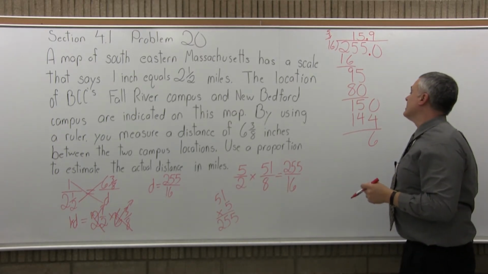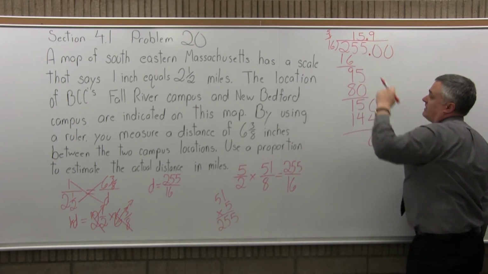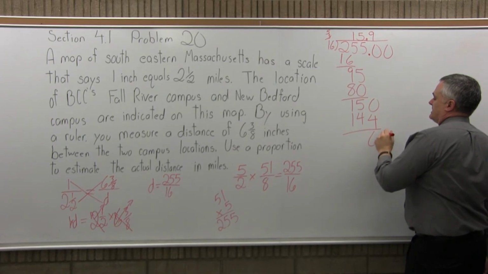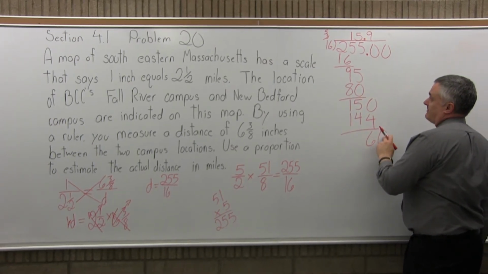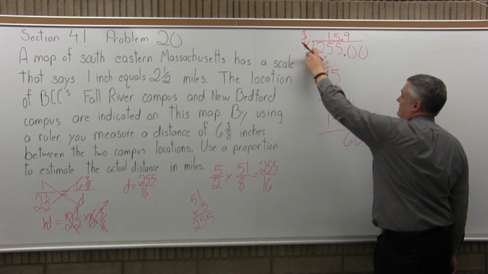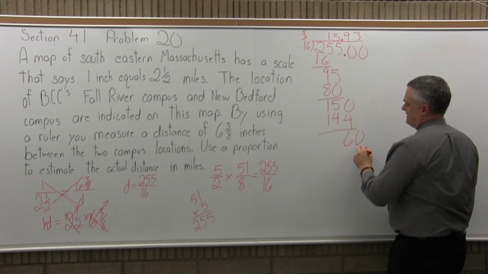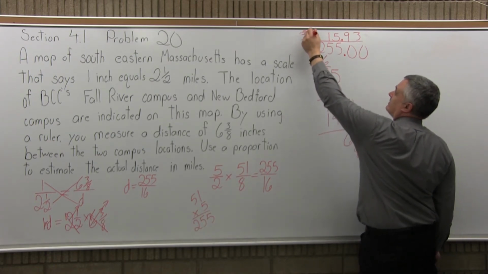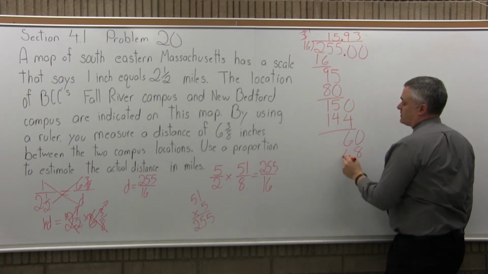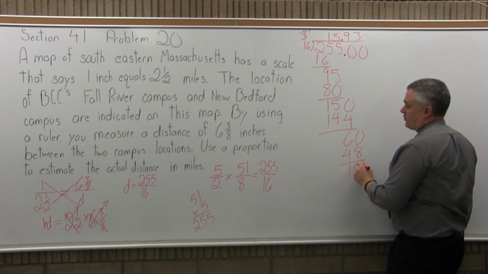Still hasn't gone in evenly. So I can just keep putting in zeros until I either make it go in evenly or I decide that I'm going to round off. So now the next 0 comes down. Next to the 6, I have 60. So 16 will divide into 60. I know 4 of them is 64, so not quite 4 would be 3. 3 times 6 is 18. Write the 8, carry the 1. 3 times 1 is 3. 3 plus 1 more is 4, so I have 48. 60 minus 48 is 12.